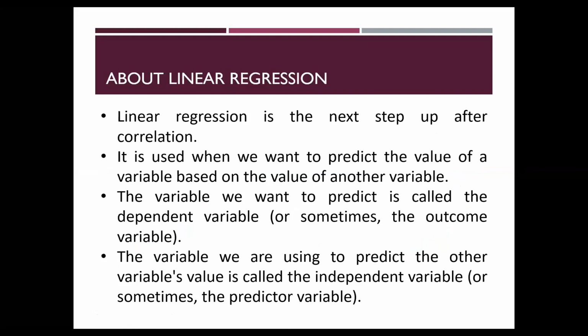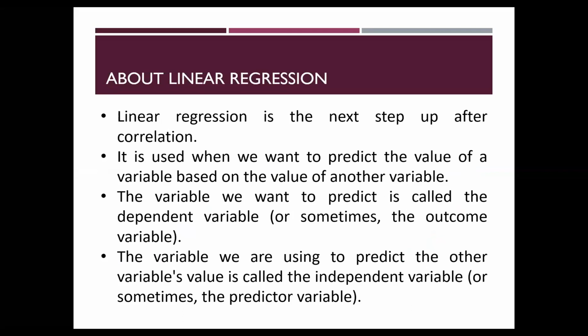Linear regression is the next step after correlation, and it's used when we want to predict the value of a variable based on the value of another variable. The variable we want to predict is called the dependent variable, and the variable we are using to predict is called the independent variable. The dependent variable is also sometimes called the outcome variable, and the independent variable is also sometimes called the predictor variable. These are the common terms we use when we talk about regression.